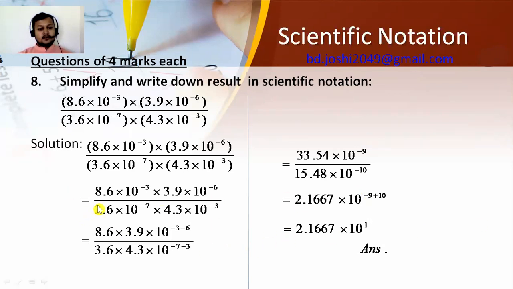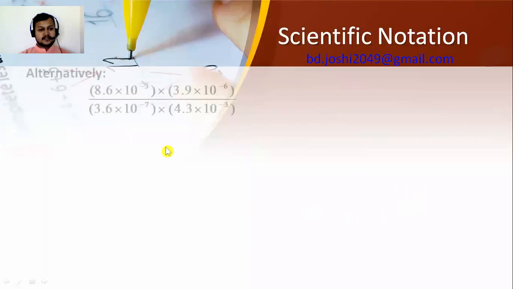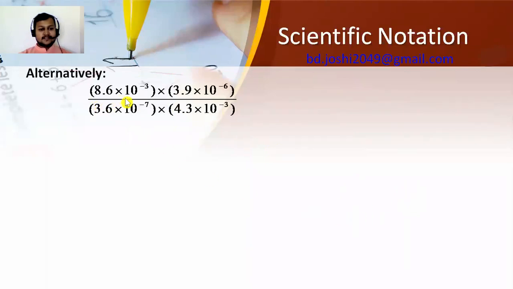And we can solve the same question by a different method also. Look at this method. 8.6 into 10 to the power -3. What can we write it as in decimal? What can we write when writing this as a decimal number?